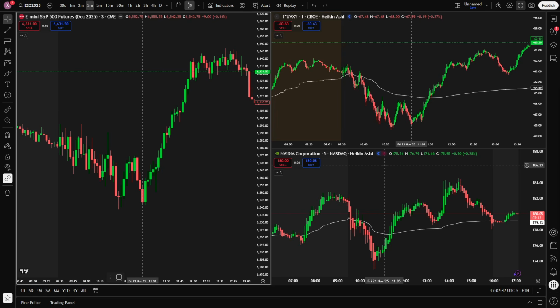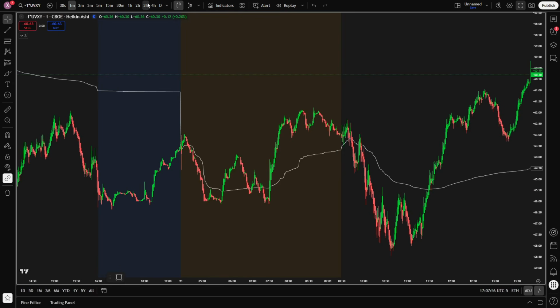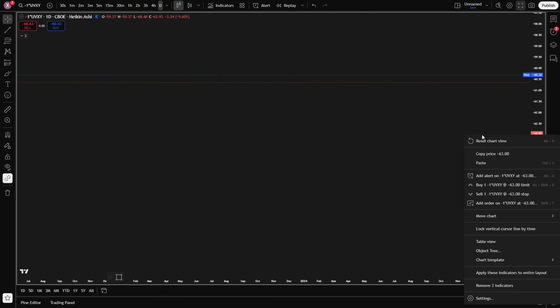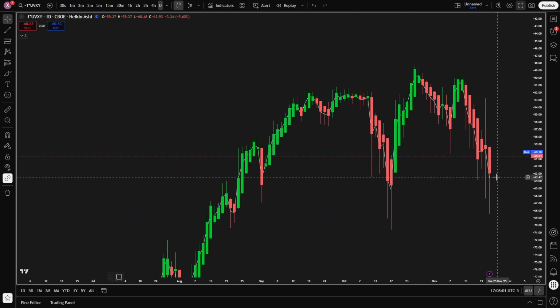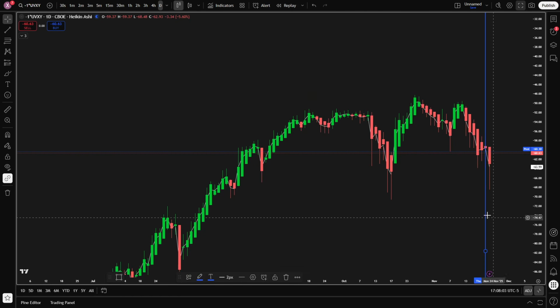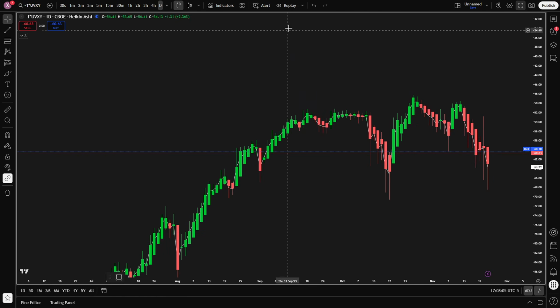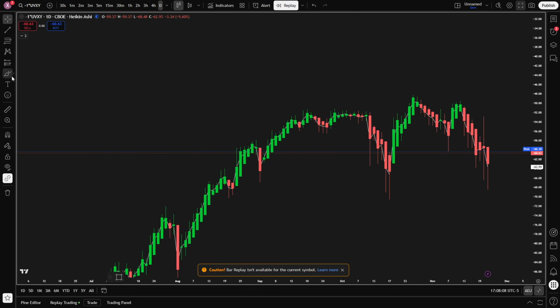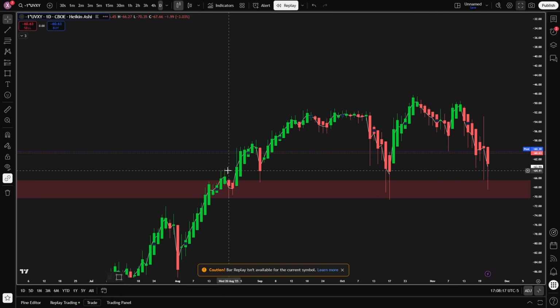Another reason why I like using Nvidia and UVXY is that you can use these intermarket pairs as a great confluence. If you look at UVXY, we were at a very key level on the daily chart. This would have been marked up. This was on Thursday. If I go back in time, we have these lows, and these lows have been supported since August.